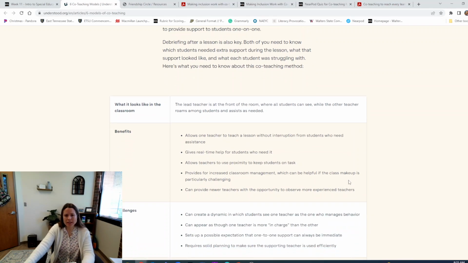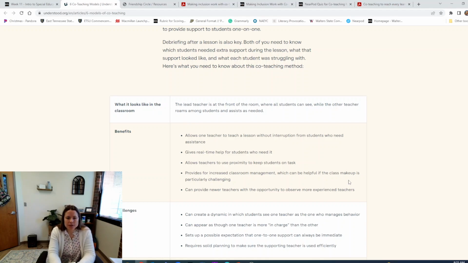So when you're doing one teach, one assist, here's what it will look like. One teacher's in the front of the room with the large group, where all students are together, so no one's getting pulled out. The other teacher is really going to roam around the room and assist students as needed. So these could be people who are struggling. This could be people who maybe need a little extra assistance. It could be those who have behavior issues.